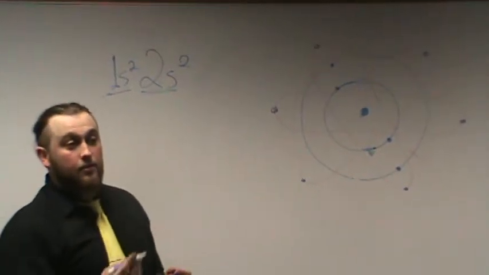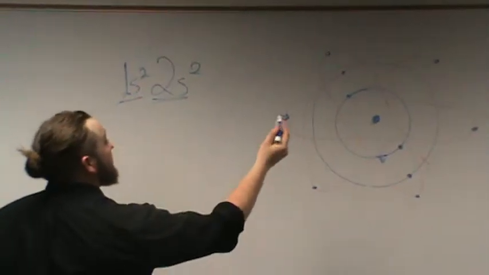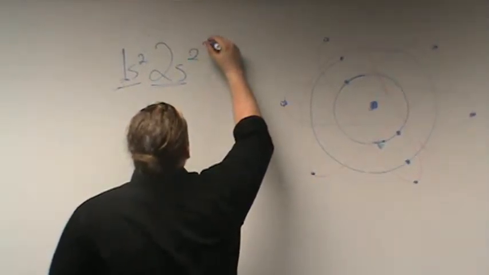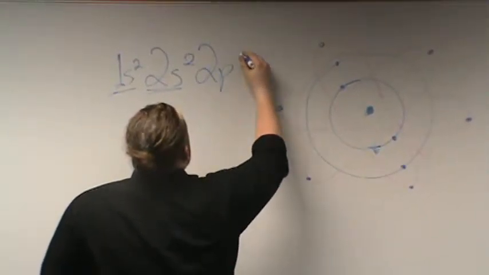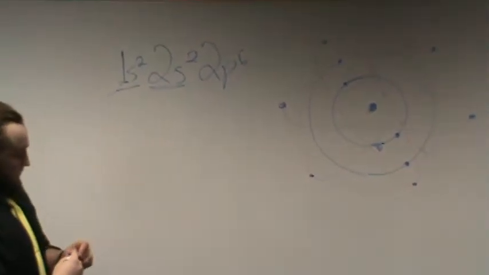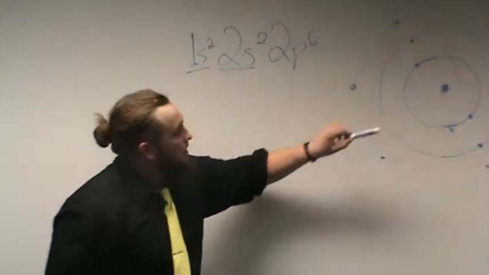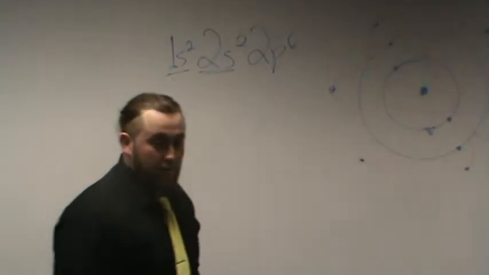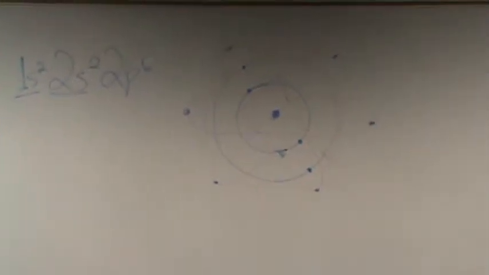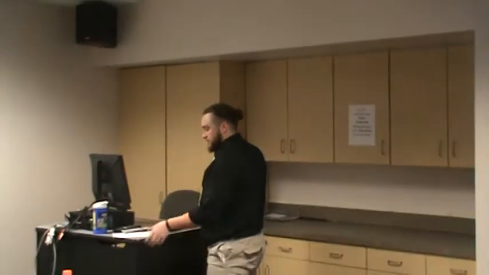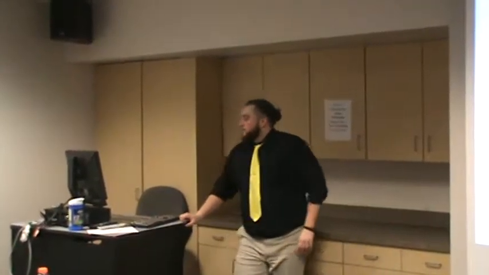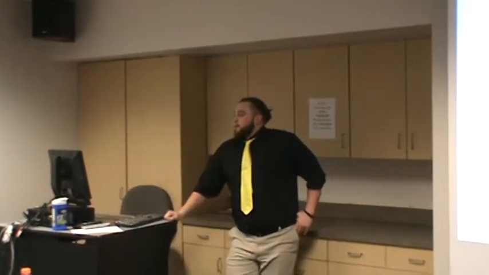Following the s, we dive into the p, and because it has 3 orbitals, we know that it can hold 6. And that is the electron configuration for this element right here. Does anybody know which one that is? No? All right, that's neon, because it's got a full 10 in there.